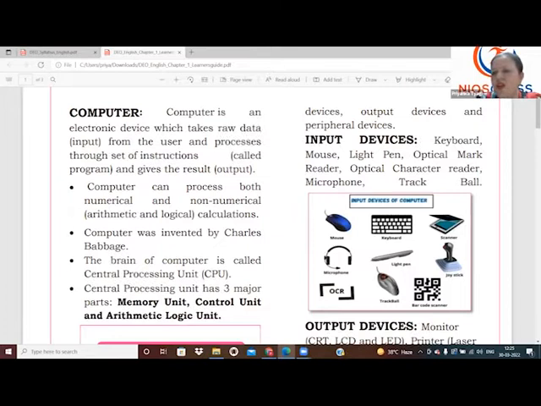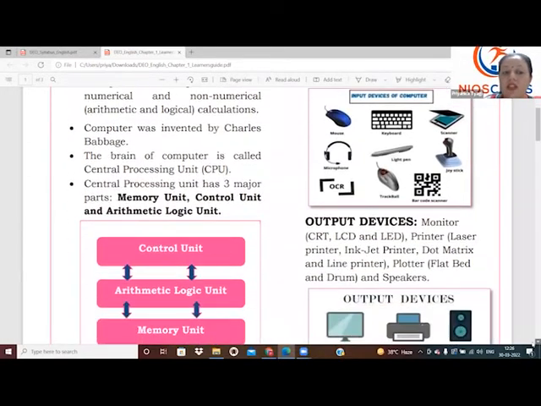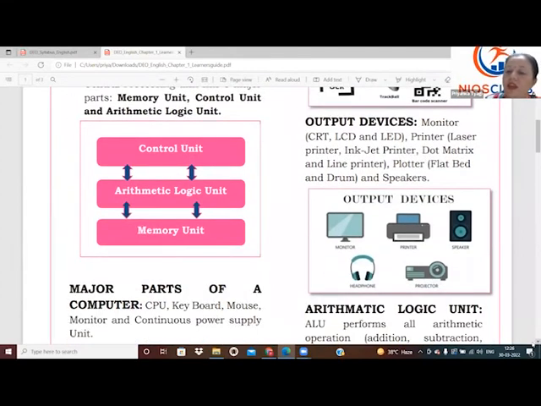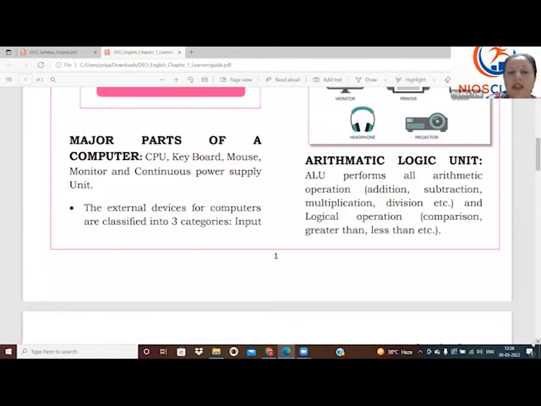Now here you can see there are a few more points. It's been 5 minutes discussing the computer, so who was the inventor of the computer? That inventor is Charles Babbage. And the brain of the computer is the central processing unit. The major units of the central processing unit we have already discussed. Now there is certain other information regarding the computer, like the major parts of a computer.